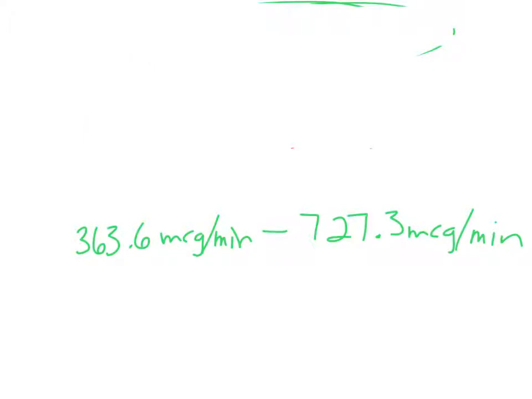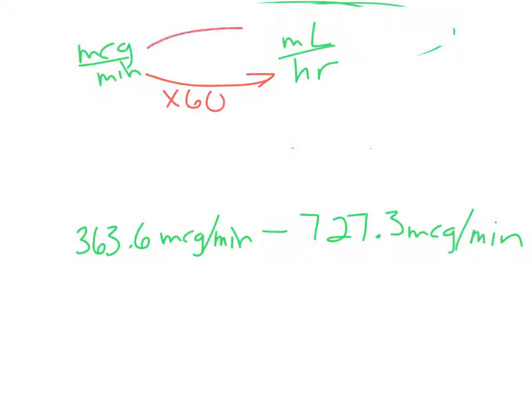Now we're going to do the same thing. Again, we have it down to micrograms per minute, and the end goal is to get it to milliliters per hour. So there are kind of 2 steps involved here. We are still going to have to multiply it by 60.